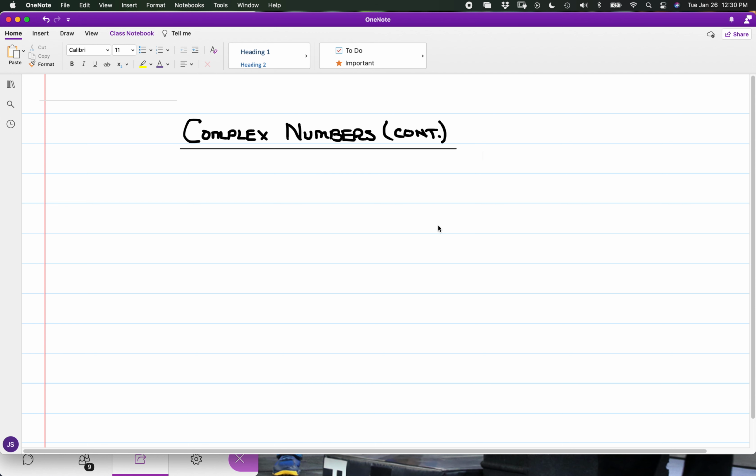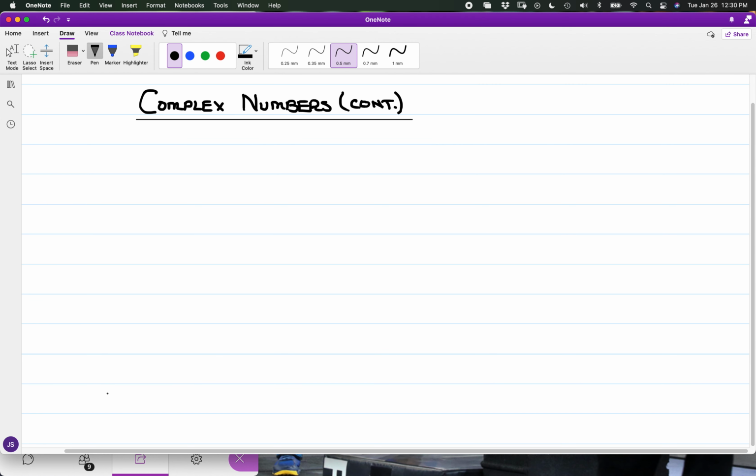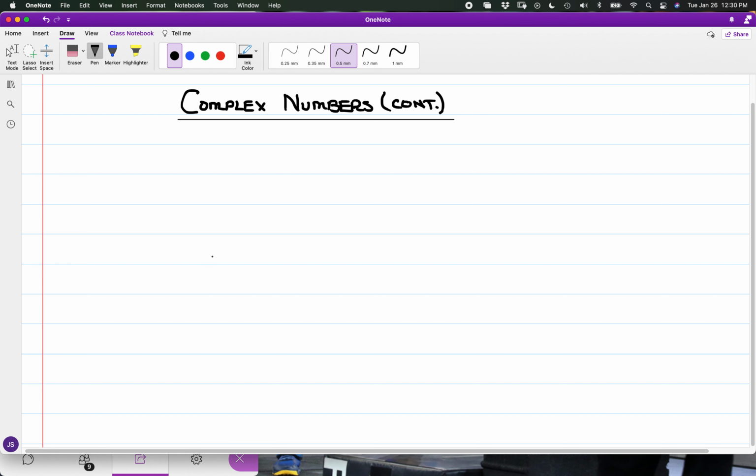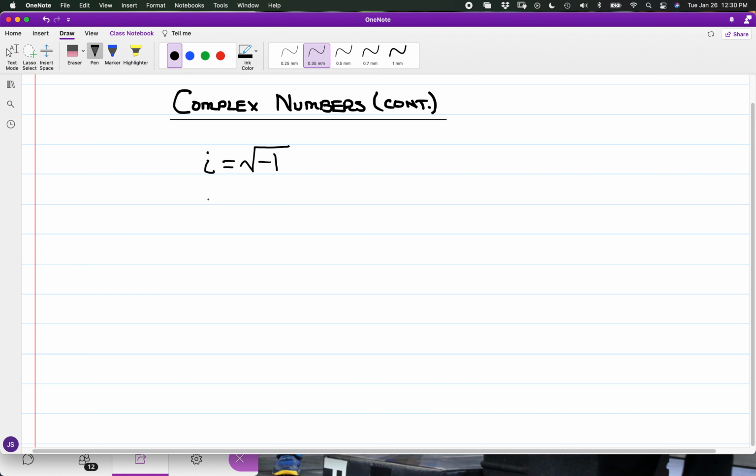All right, good afternoon. Just picking up where we left off with complex numbers. Again, you have as your centerpieces the letter i, which we have equal to the square root of -1, and from which, if we square both sides, we also have that i squared is equal to -1. And once again, the standard form of a complex number is going to be a + bi.